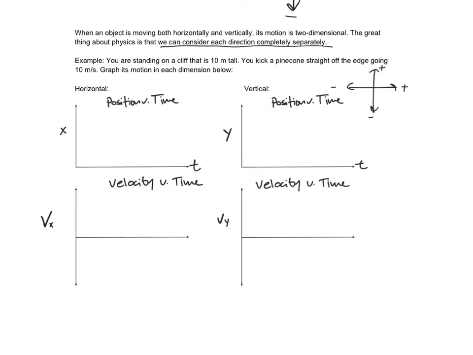Okay, now that we've got everything set up, let's actually consider what's happening in our example. It says, you are standing on a cliff that is 10 meters tall. You kick a pine cone straight off the edge, going 10 meters per second. Graph its motion in each dimension below. So, first thing I'm going to do here is draw a little picture, okay? So here's going to be my cliff and my person.